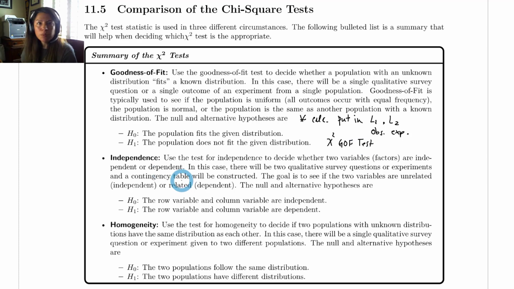The independence test is when they take two categorical variables and they will use the word independence. Like, are these two independent? Is gender independent from a response?